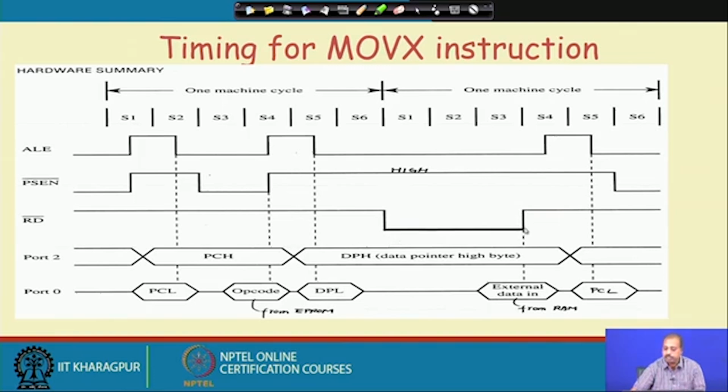When the read bar signal makes a transition from low to high, by that time the data from the external RAM should be available on the data bus. On this rising edge the value will be picked up by the 8051 chip, and the MOVX instruction is complete. Since it is reading the content of a memory location into the A register, the read bar signal is given. Similarly, if you want to write the content of the A register onto external memory, the write bar signal should be given, and here the data will come from the A register, the accumulator, instead of from an external data input.